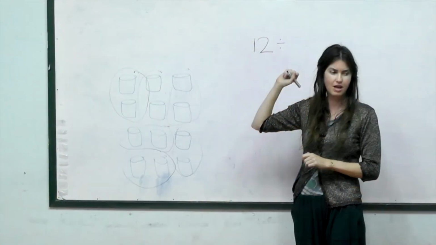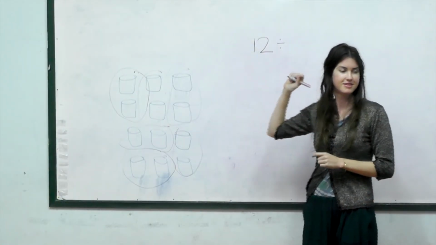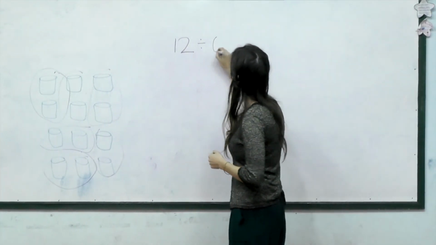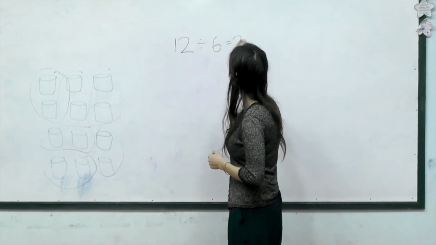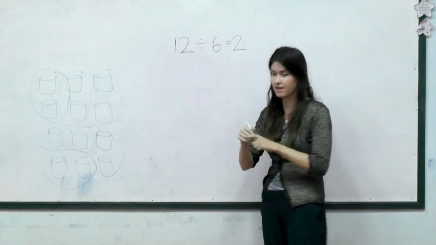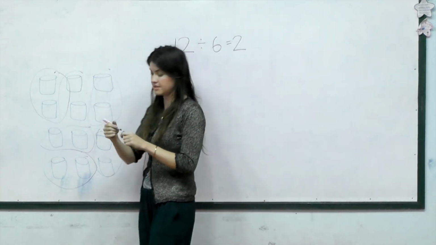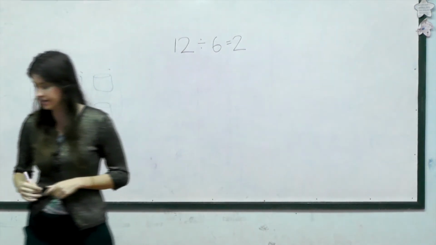6 groups of 2, and that gives us 12. So we can think of this as 12 divided by 6 is 2, or 6 groups of 2 cups. Okay, what do we have next?